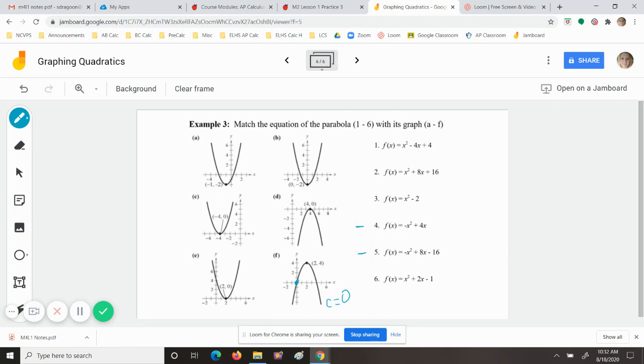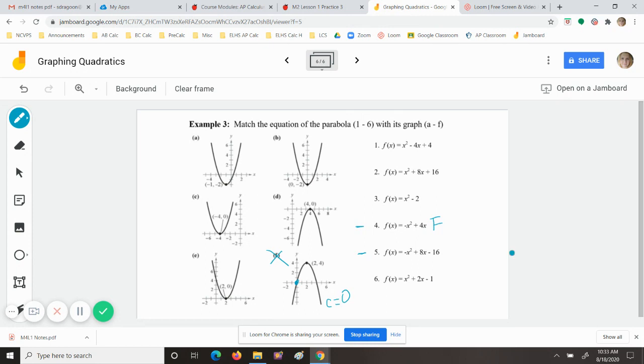Okay, we could also find the vertex. Negative b over 2a, negative 4 over 2 times negative 1 gives us positive 2 for the x-coordinate. Plug back in, and we would get 4 for the y-coordinate. So 4 matches up with f. Okay, so we've already done that one, which now means 5 has to match up with D, process of elimination.